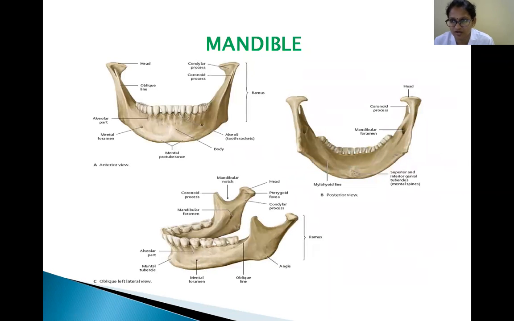Contents: we had already told you about the maxillary artery and its branches, the mandibular nerve, and next the otic ganglion. All these will be the contents of the infratemporal fossa. Okay. Next, we are going to study the mandible.